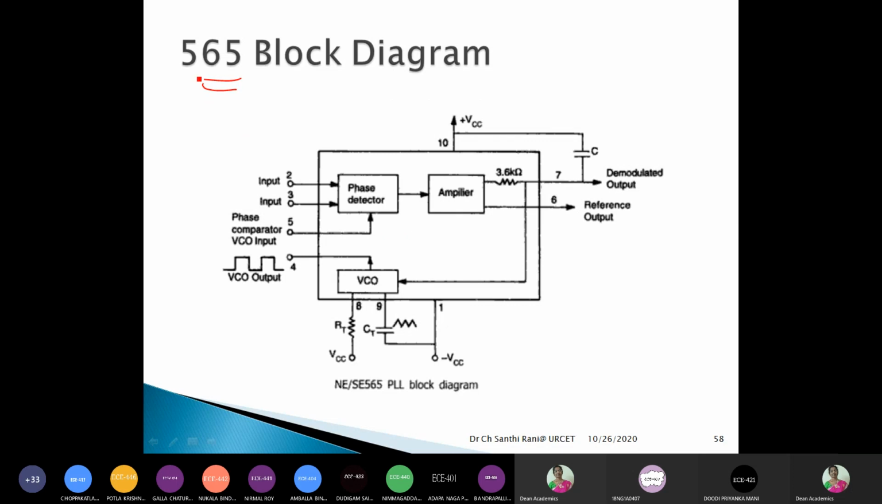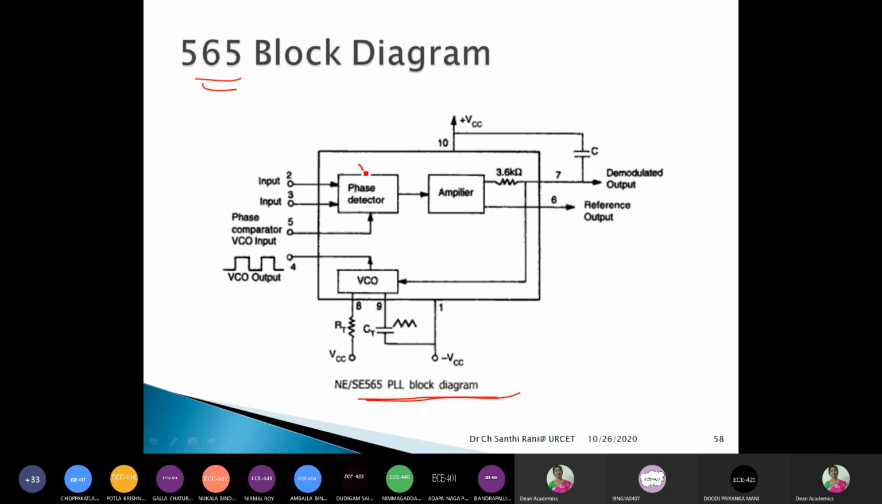So I think you are able to understand the difference between the previous block diagram and this block diagram. In general, any PLL has a phase detector, a low pass filter and a voltage controlled oscillator. So this PLL is designed with the same blocks, with some additional external resistors and one capacitor connected. So this is the block diagram of PLL, right?